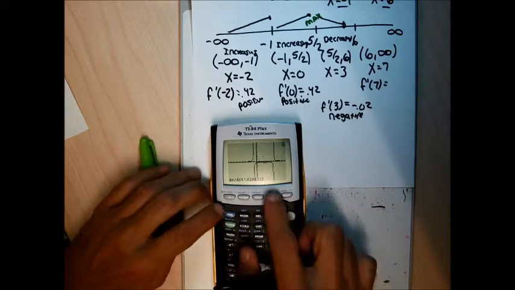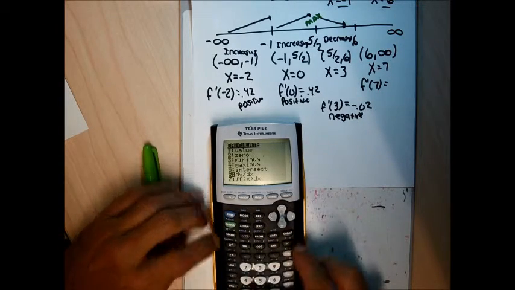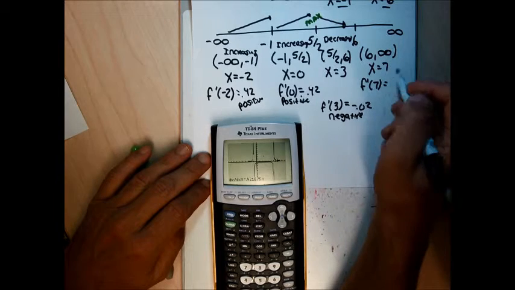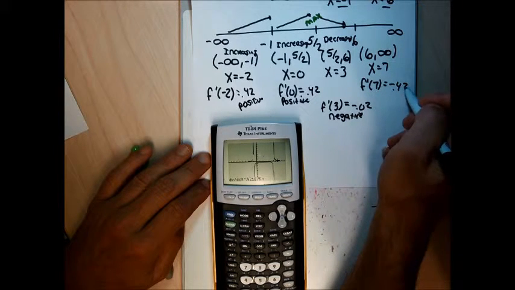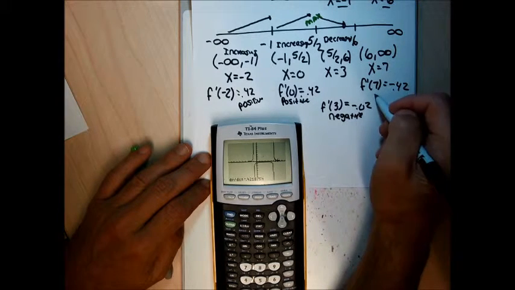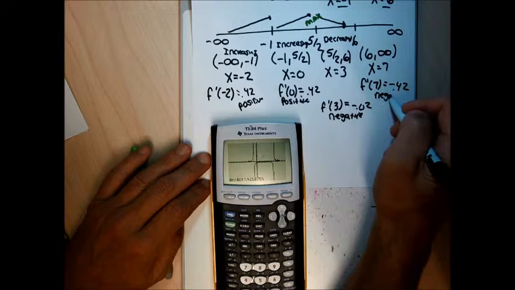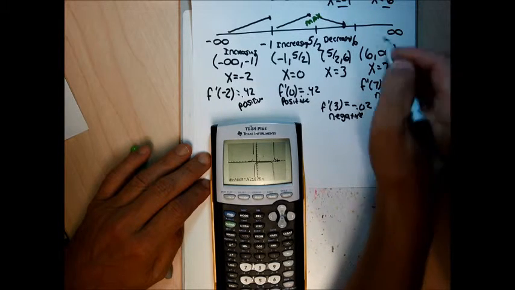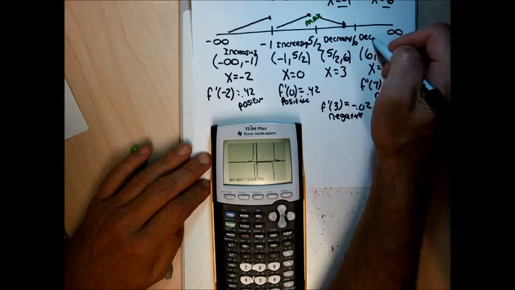Last interval, second calc, dy dx, plug my 7 in, and I get -0.42. Lots of 0.42s here. The fact that it's negative tells me in this interval the graph is decreasing again.